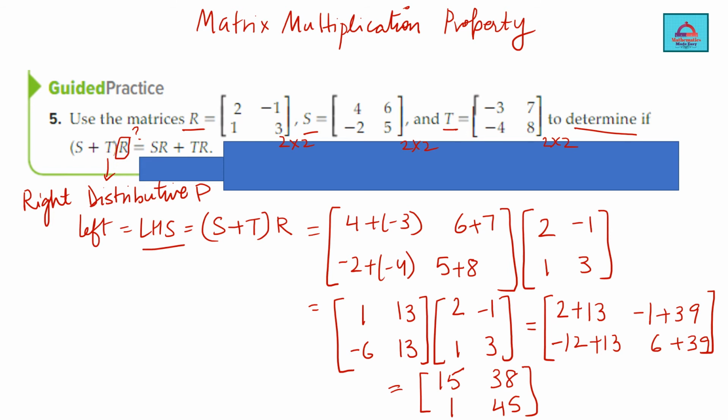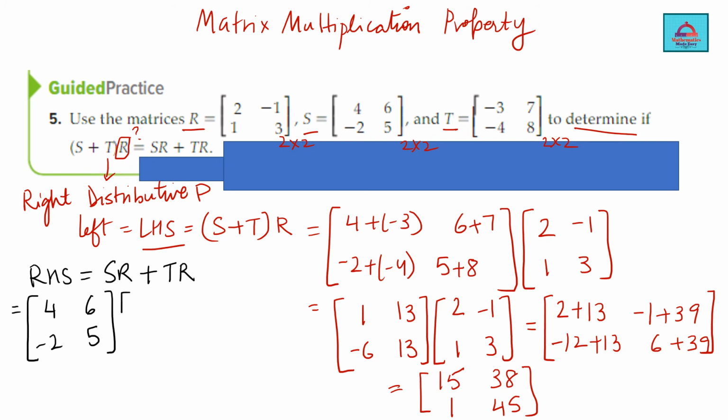In a similar way, you can proceed with the right hand side, and the only difference here is first you will take the product and then you will add. So S multiplied with R plus T multiplied with R. Now I'm not going to solve the whole thing, but I will just give you a hint here and then you can check your answer.